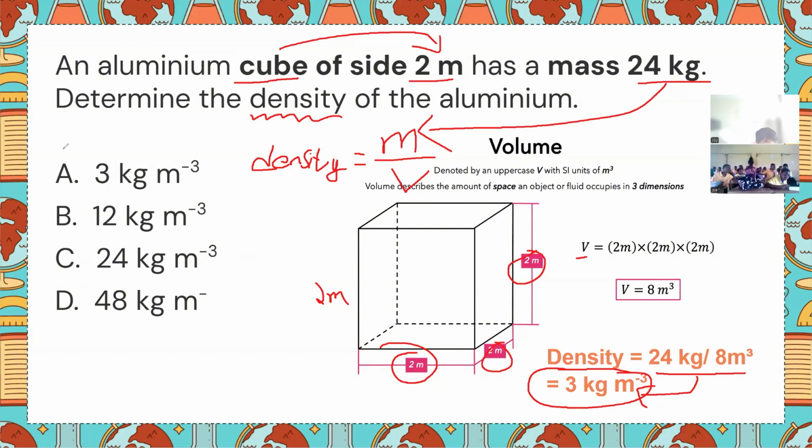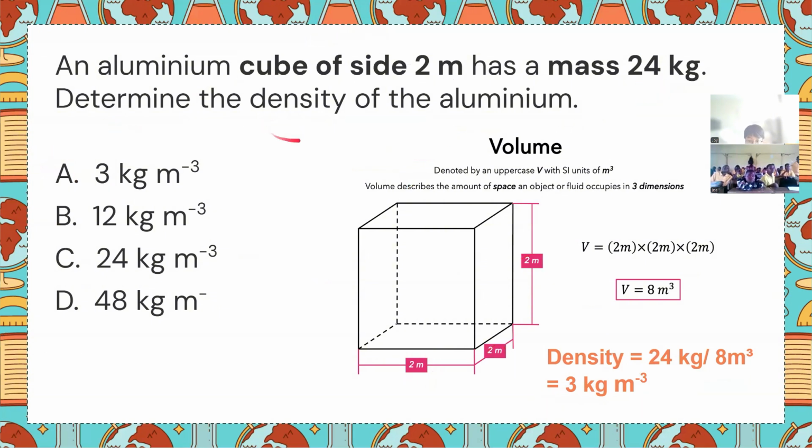Yes, that's right. So the answer is A for this one. So does everyone understand how to find the volume and the mass and the density? Yes. Okay, I hope this is clear, and I hope everyone is able to find the density of a certain object given its volume and mass.